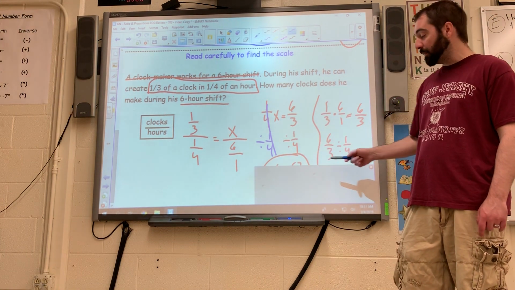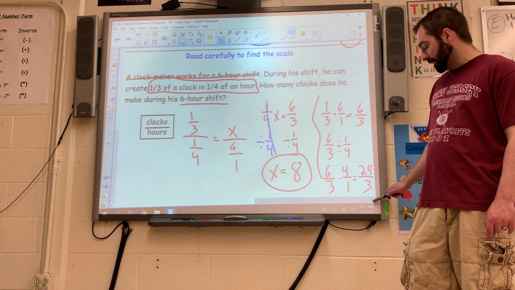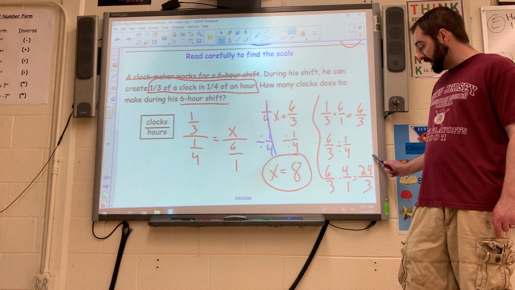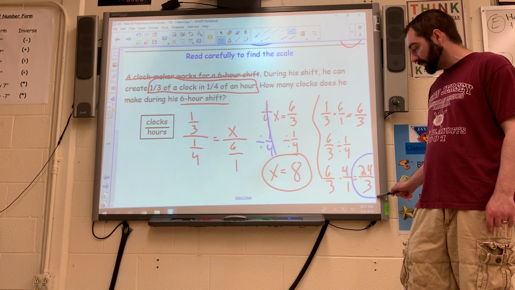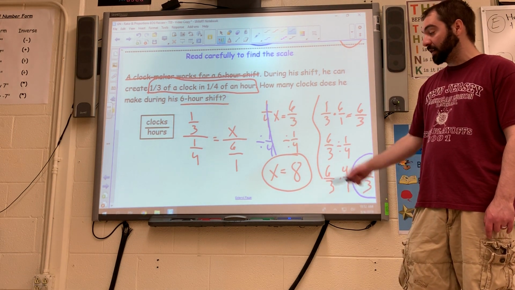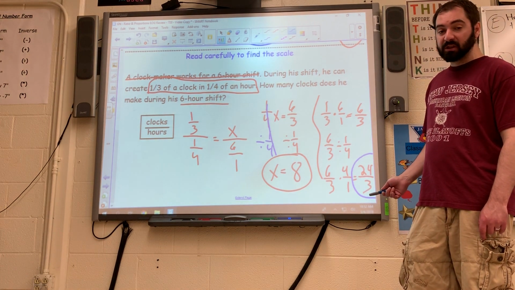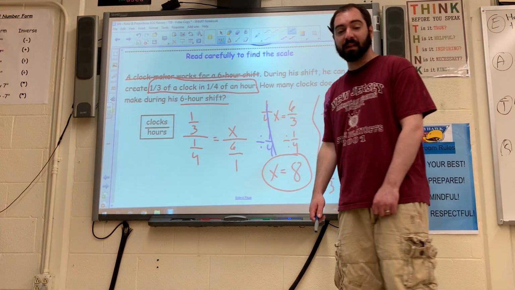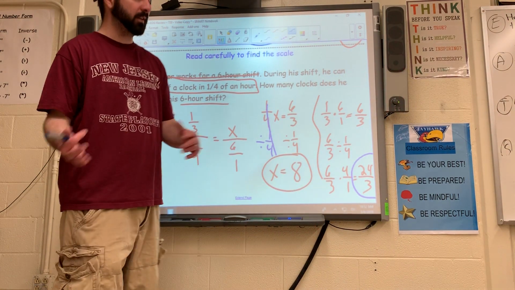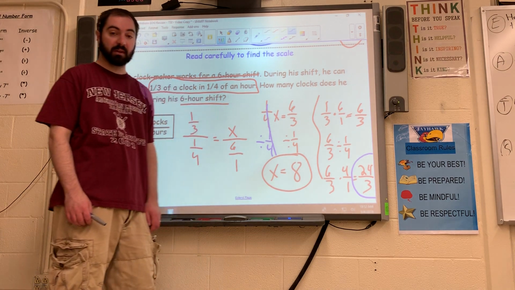6 over 3 divided by 1/4. Keep, change, flip. And you get 6 times 4 is 24. You get 1 times 3 is 3. So either 24 over 3, but again, 24 divided by 3 is 8. So it's 8 clocks in 6 hours. Again, probably you can just leave your answer alone, but A, B, C, D answers, you do have to be fluent in going back and forth between improper fractions, whole numbers, mixed numbers, those sorts of things.